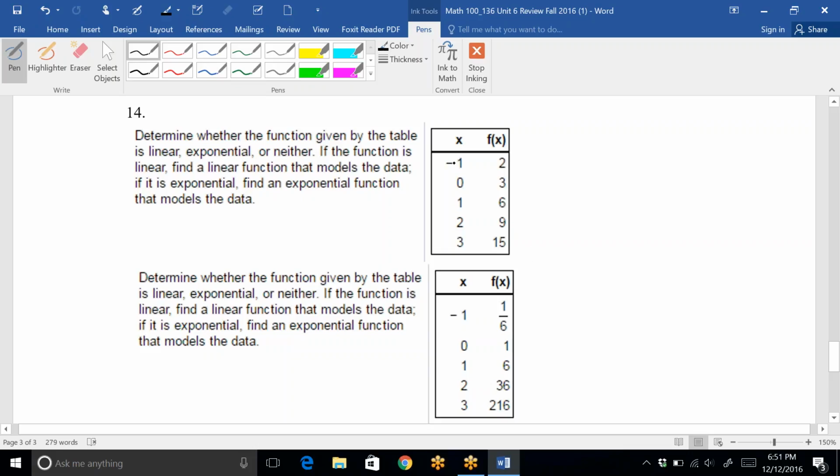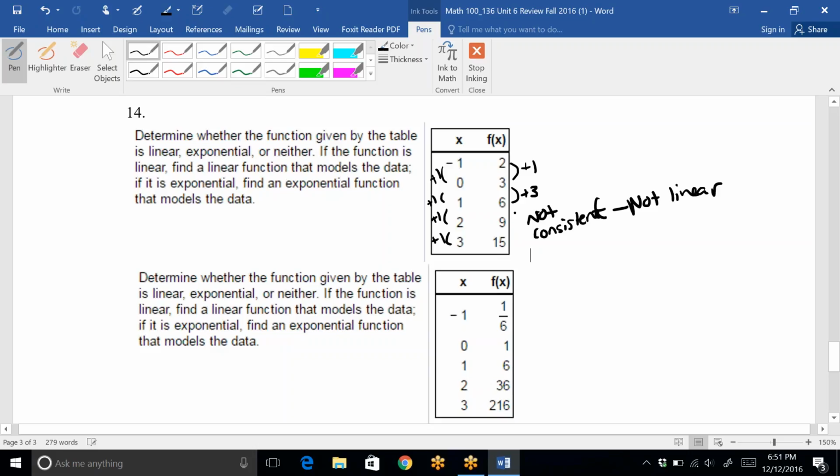So look right here. Notice how each of these is going up by 1, plus 1, plus 1, plus 1. That's consistent. If this side is also consistent by adding, then it would be a linear equation. This one goes up by plus 1, but this one goes up by plus 3. This is not consistent. Now that means it's not linear.